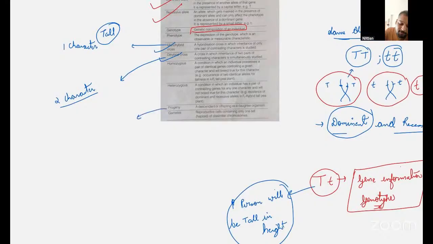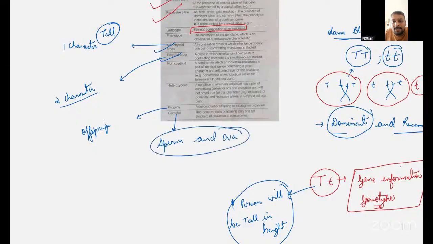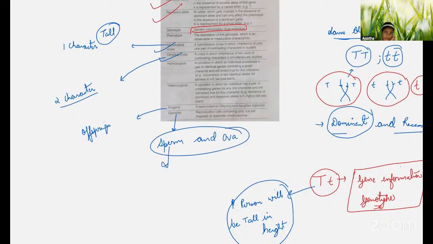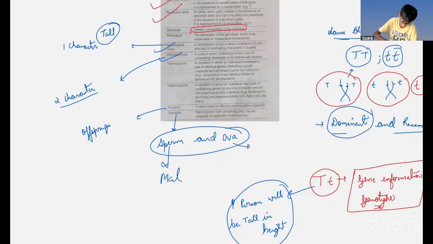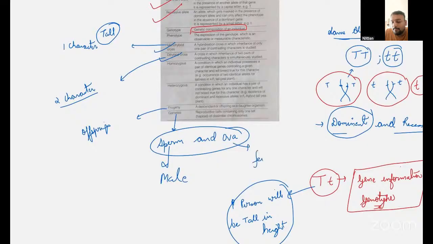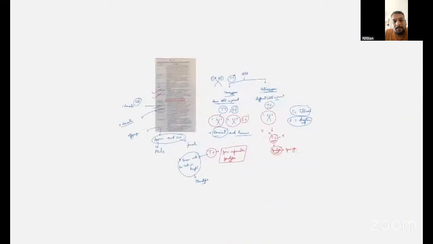Progeny is called offspring, like the kids. And gametes is basically the sperm and ova. The gametes formation is basically the formation of sperm and formation of ova. Everyone got this? Monohybrid means if you take only one character, mono means one. If you take two characters, it is called dihybrid. And ova is in the female. Everyone got my point?